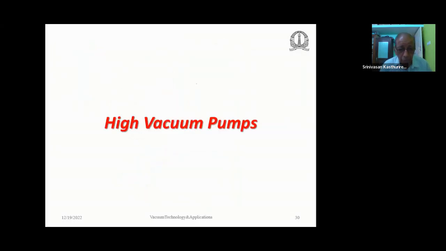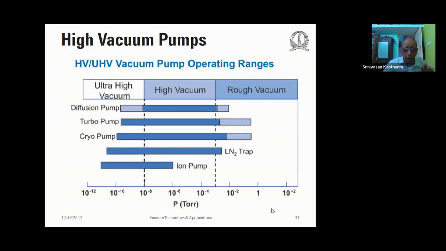Okay, let's come to high vacuum pumps. In the high vacuum pumps, the range is from 10 raised to minus 3 millibar to almost about 10 raised to minus 8 millibar. So what are the pumps that are available for this? Here you have the diffusion pump, then a turbomolecular pump, then a cryo pump, and you can also use liquid nitrogen traps as a pump, and then ion pumps. So these are the various types of pumps that can be useful for producing high vacuum.